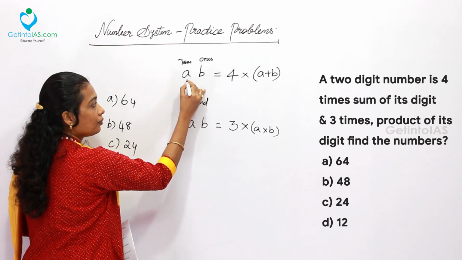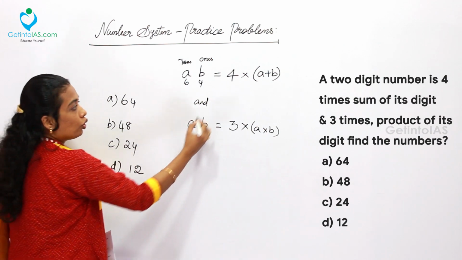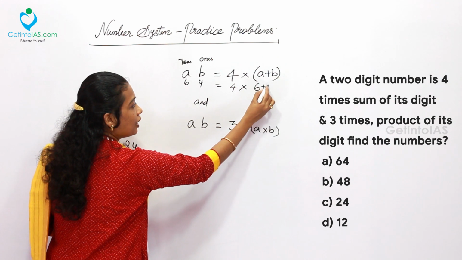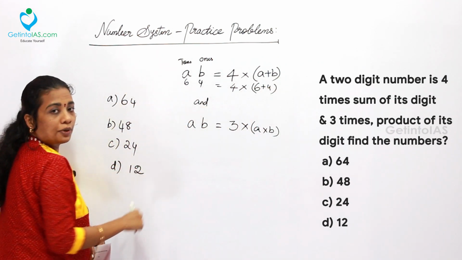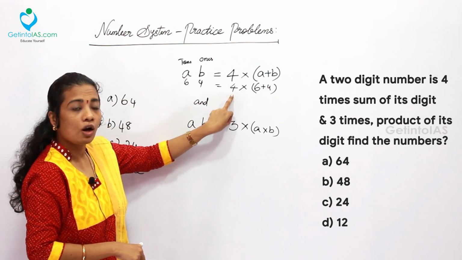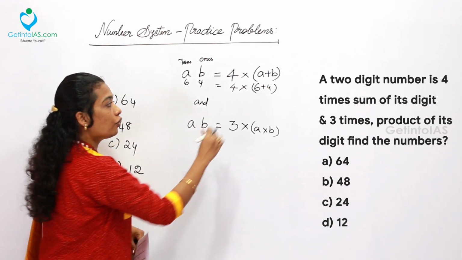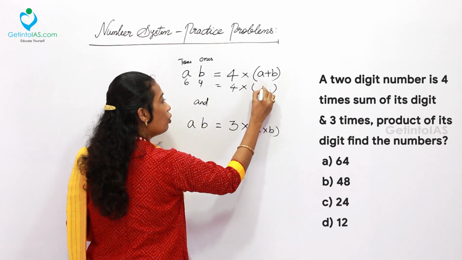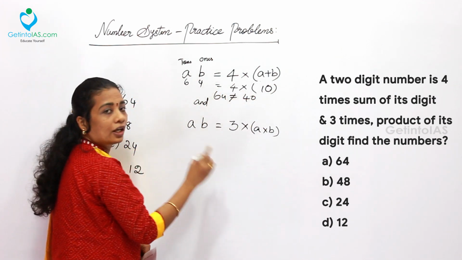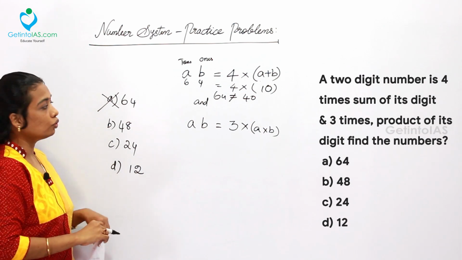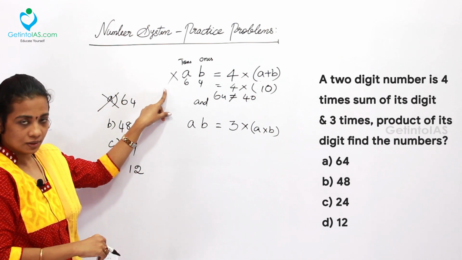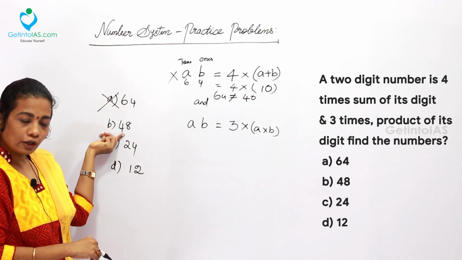So let's move on to option A, 64. 64 means here A is 6 and B is 4. So let's check whether 4 into 6 plus 4 is equal to 64 or not. No, it is not. Why? Because 6 plus 4 is 10, and 4 into 10 is 40. 64 is not equal to 40. So option A is ruled out. No need to go with the second condition, because the first condition itself is not satisfied.